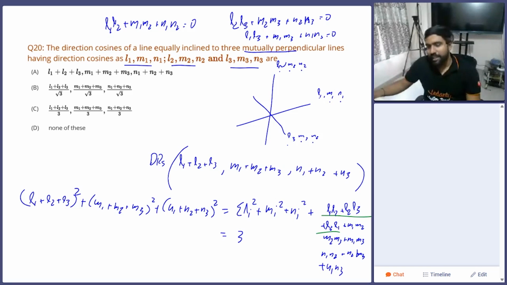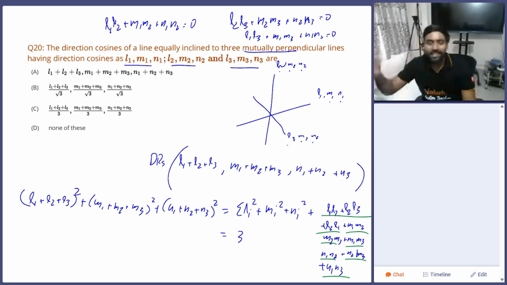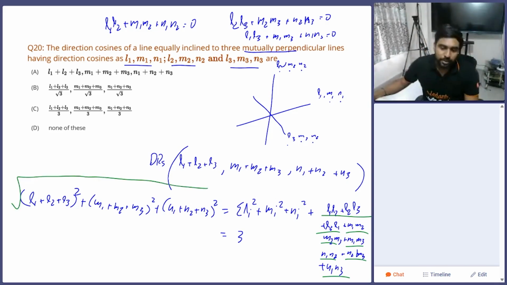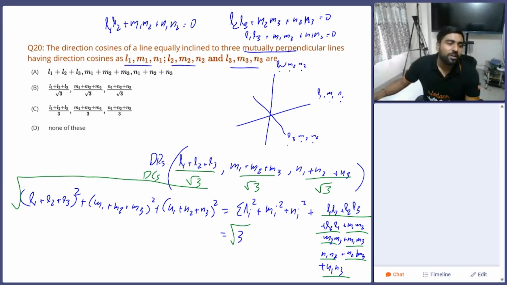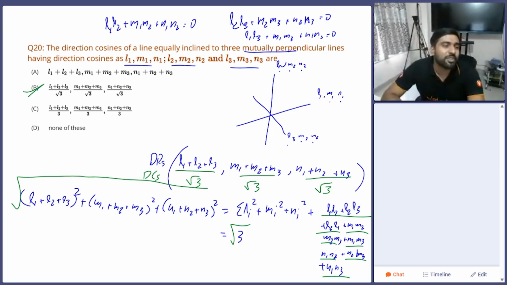L1L2, L2L3, L3L1, M1M2, M2M3, M3M1, N1N2, N2N3, N3N1. All of these terms are just in a rearranged fashion, which means the summation of squares is equal to 3 over here. Its root, which will give us the magnitude, will be equal to root 3. And if I divide the direction ratios by this root 3, what I will get is nothing but my direction cosines, which is exactly what we are looking for. That's option B; option B will be the answer for this question.